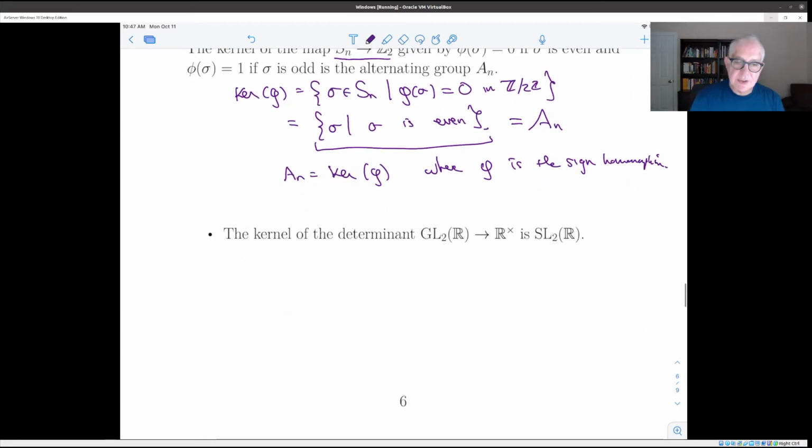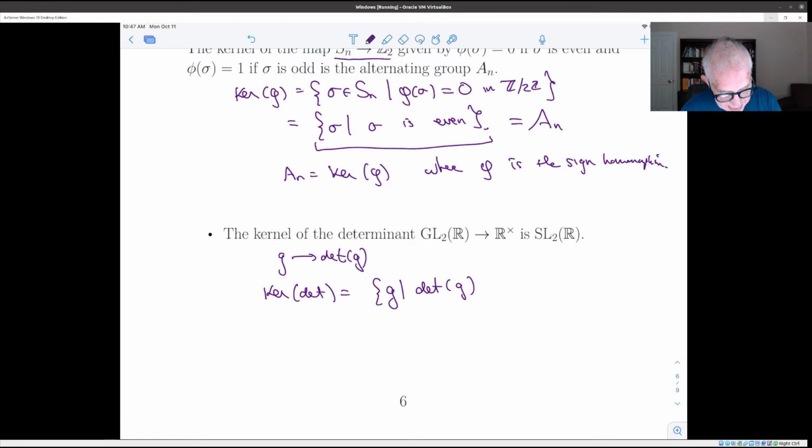Another example we looked at was the determinant map. Remember, that was the map which sends g to the determinant of g. The kernel of the determinant map is the set of matrices g such that the determinant is the identity element in R star. R star is the multiplicative group of real numbers, and the identity element is 1. So the kernel of the determinant map is the matrices of determinant 1. Again, that's a group that we've talked about before. It's called SL_2(R). So SL_2(R) is the kernel of the determinant homomorphism.